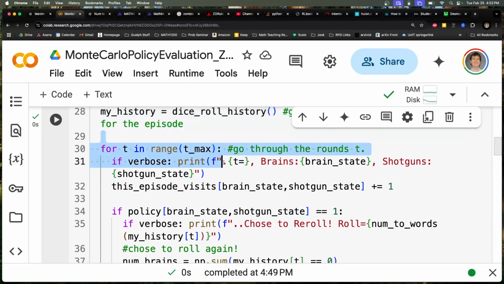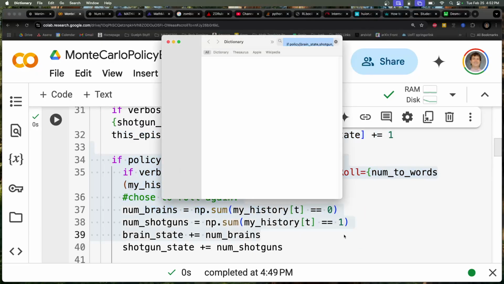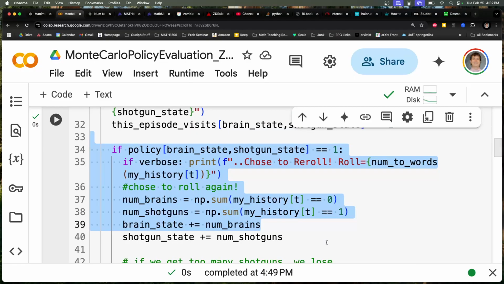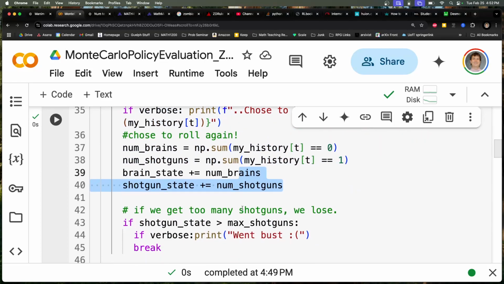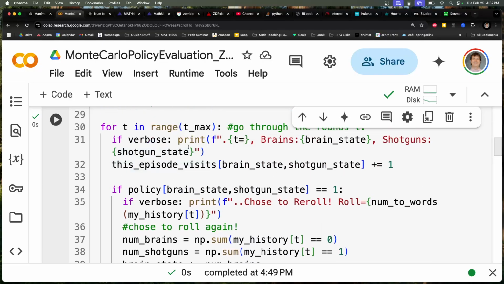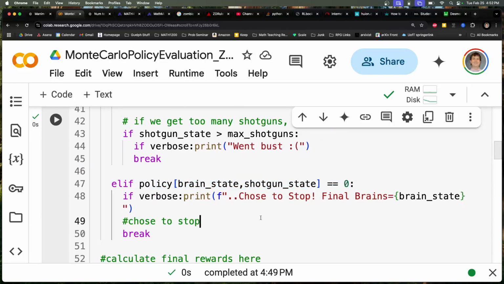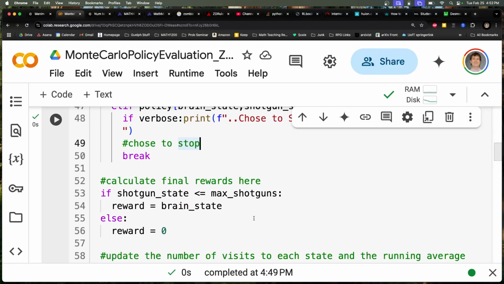Okay, and then we go through the rounds, and we say, okay, we visited some state, and then we choose if we roll again. If we roll again, then we add on what we saw to our current state. And if we rolled again and we got too many shotguns, then we lose. But otherwise, we will loop around and do it again. On the other hand, if we chose to stop, so if the policy of the state we're at is to stop, then we just stop. And then at the very end, we calculate the reward.